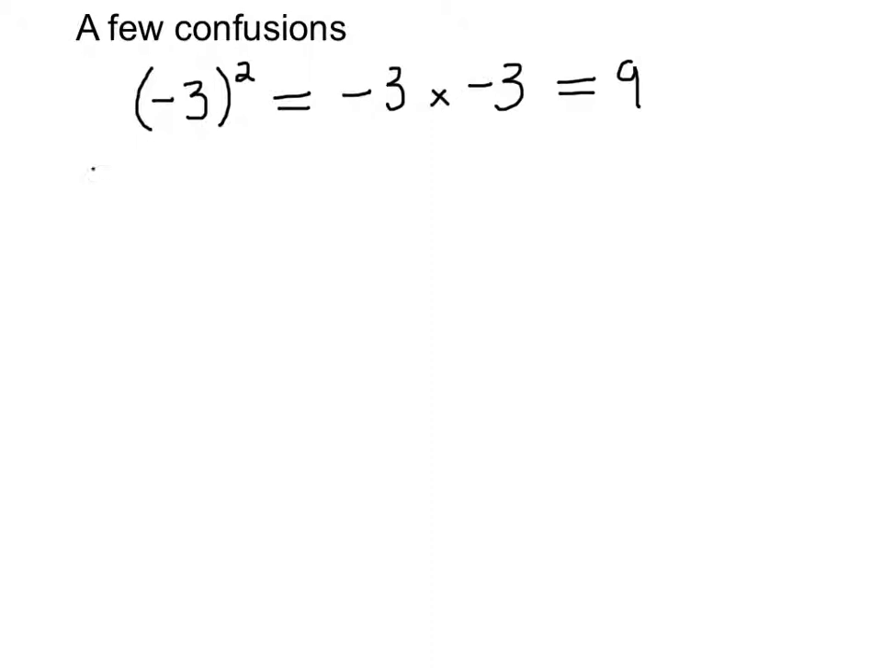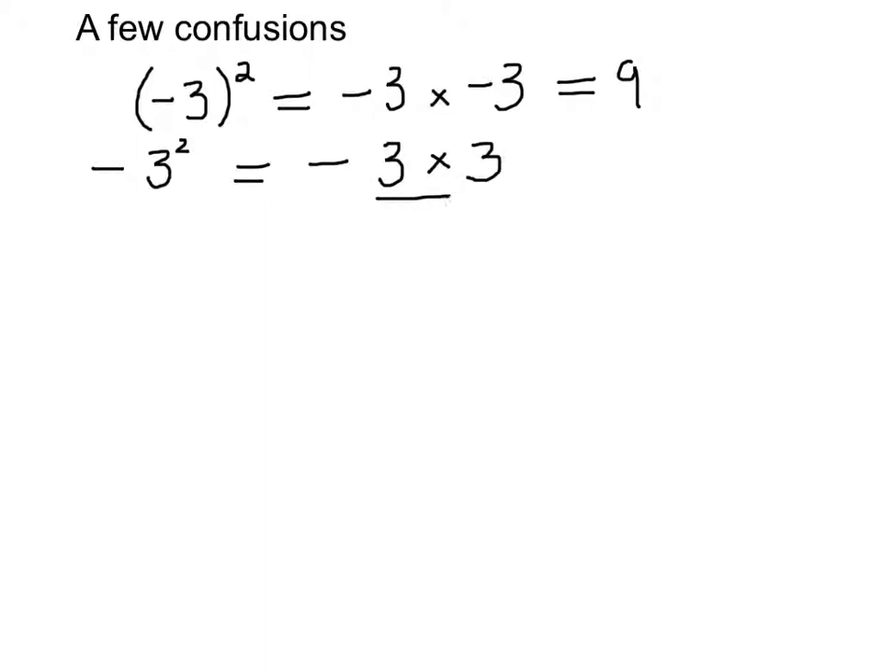Now, if I was asked to work out minus 3 to the power of 2, note the difference between the two of these. This is just a minus, and the 3 is just the thing that is squared. So it's minus multiplied by 3 multiplied by 3.